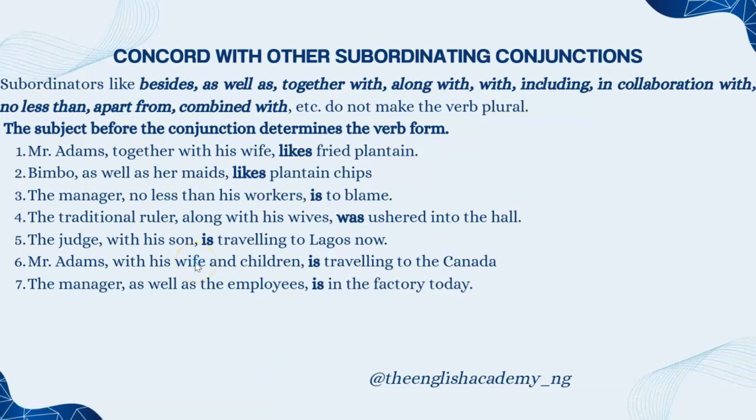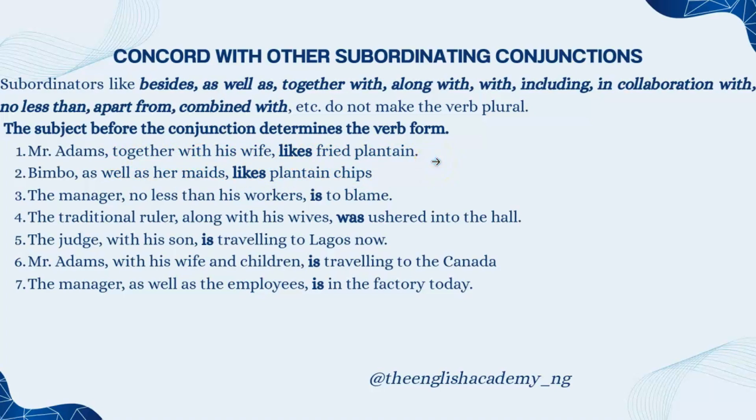The next concord we talk about is concord with other subordinating conjunctions. And is a conjunction, but it is a coordinating conjunction. Now, subordinators like besides, as well as, together with, along with, including, in collaboration with, no less than, apart from, combined with, etc. do not make the verb plural. So it is the subject before all these subordinators that will determine our verb. Let's put it in context. Number 1. Mr. Adams, together with his wife, dash likes fried plantain.